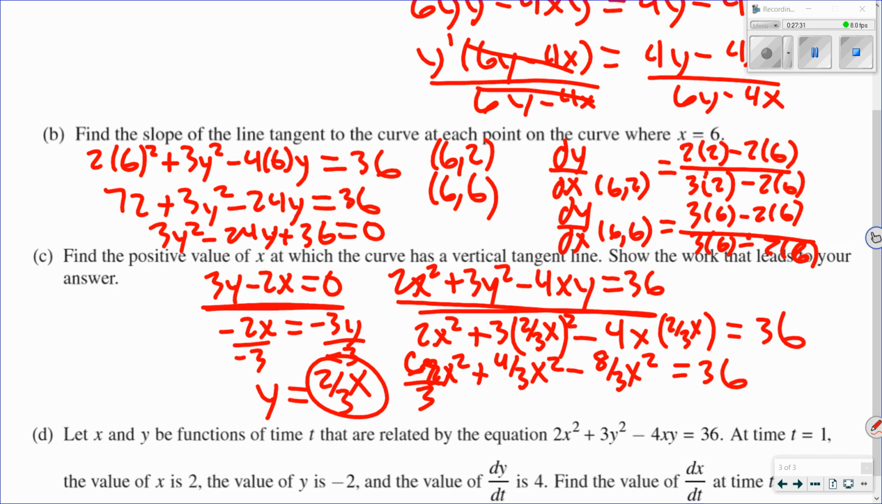I'm running out of room here, so I'm going to come over here, all the way over here. So 2/3 x squared equals 36. Now times by 3 and divide by 2, so times by 3/2. So x squared equals, you can plug that in a calculator, but I think it's 54. Take the square root.